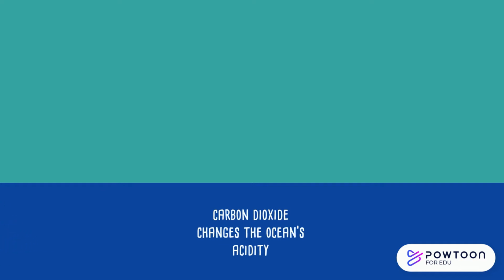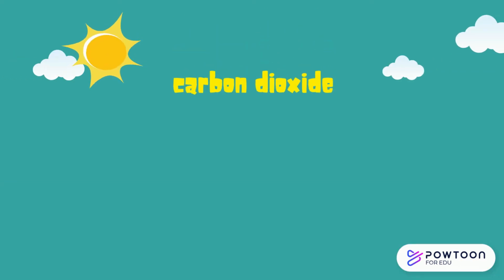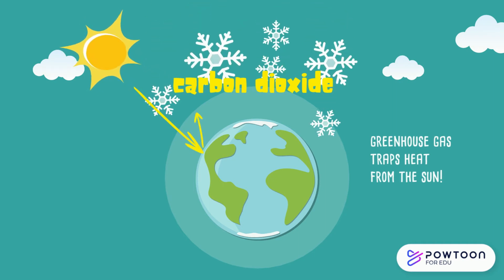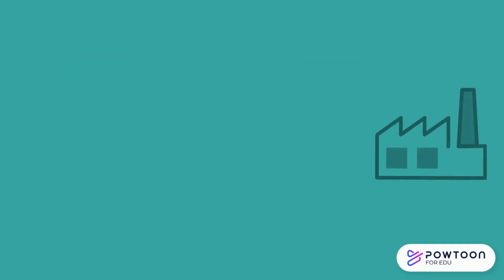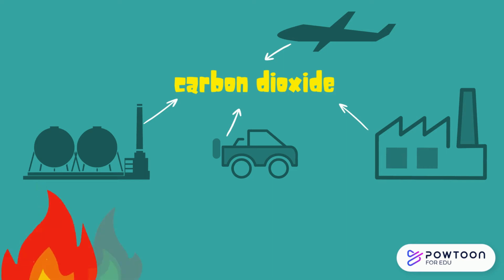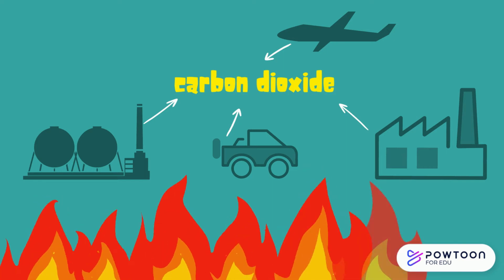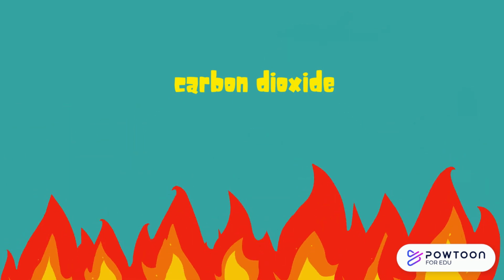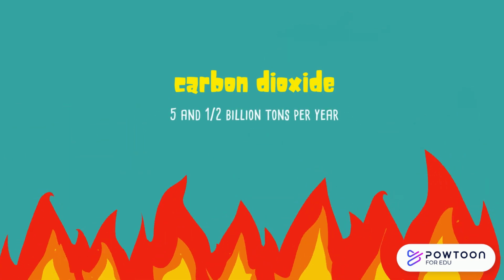And too much carbon dioxide in the atmosphere has another effect. Carbon dioxide is a greenhouse gas, trapping heat from the sun. Although this means the carbon dioxide prevents planet Earth from freezing over, it also means that as factories, cars, power plants, and planes release this gas, the Earth is also getting warmer. Each year, 5.5 billion tons of carbon is released by burning fossil fuels.